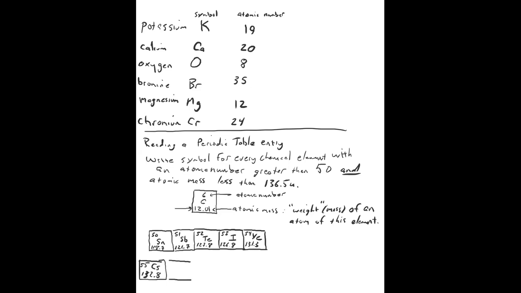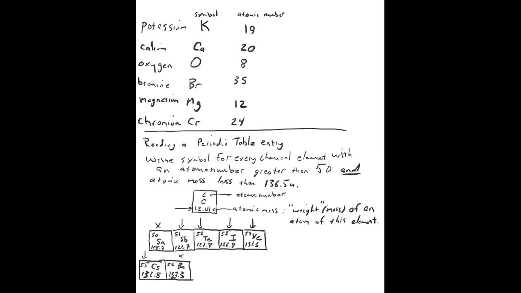So let's go to the next one, 56, which is barium. And barium is 137.3. Okay, it looks like we're done, right? So we just need to have an atomic number greater than 50. So we're not going to include 50, greater than 50. So that would include 51, 52, 53, 54. But we want to have an atomic mass less than 136. So we would also include 55, but we would not include 56, right? Because that's greater than 136.5. So we're not going to include those two there, okay?